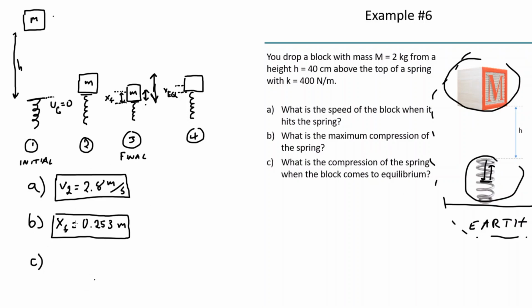But for now, we have to draw a free body diagram for the block. So here is our block here. There are two forces acting on the block when it's in contact with the spring. There is a spring force, which is going to push up on the block, like that. And there is a gravitational force, which is going to pull down on the block, like that. And we can just write out Newton's second law in the y direction.